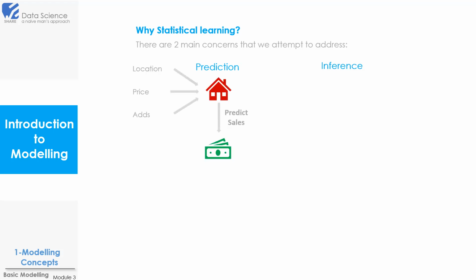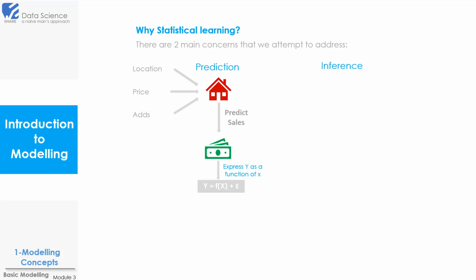Now let's say we have our input variables for selling a house. The input variables are location, price, expense on advertisement in different media, etc. Based on this data, we may like to predict the sales. This is a problem of prediction.